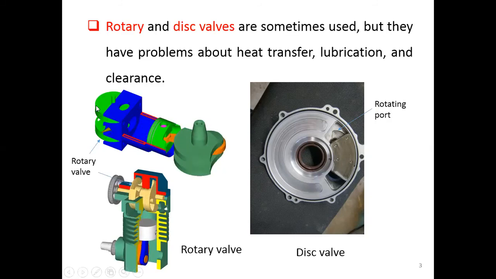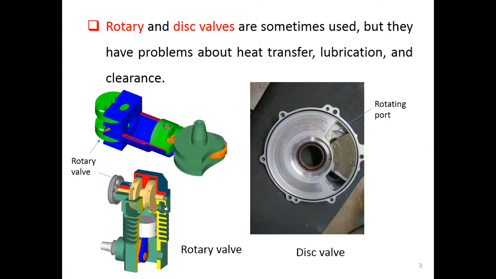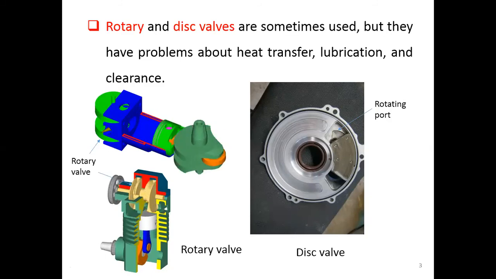These two valves rotate. So the clearance in manufacturing this valve, in order for it to have a good clearance, is very difficult. And because of the round shape, they don't have much heat transfer area when the heat happens. Also because of the round shape, they have a problem with lubrication.